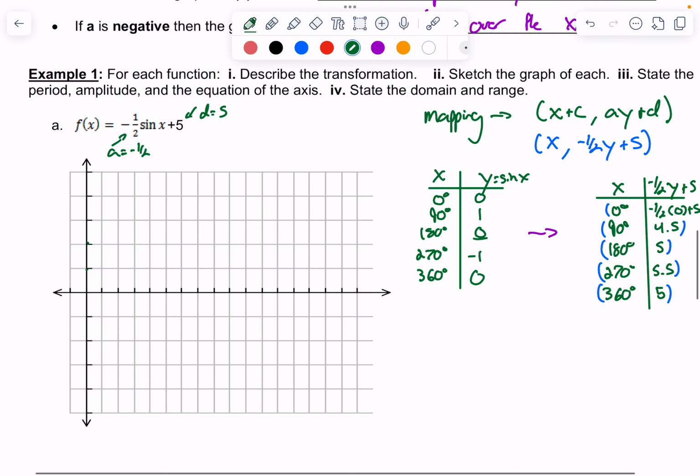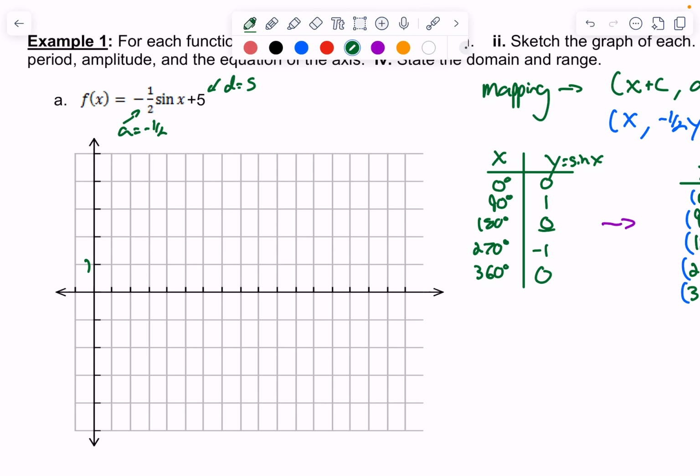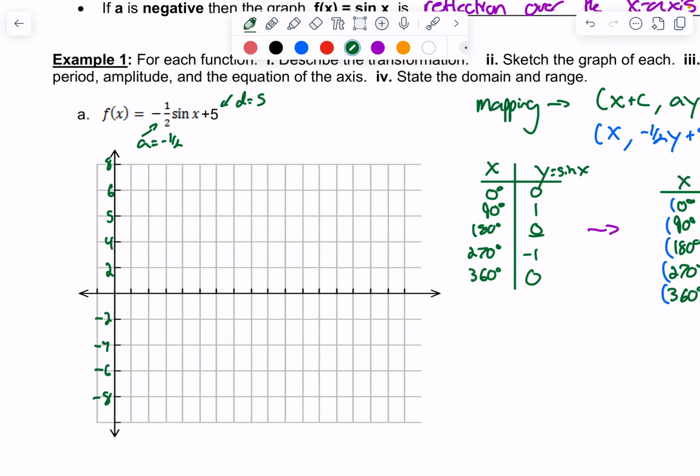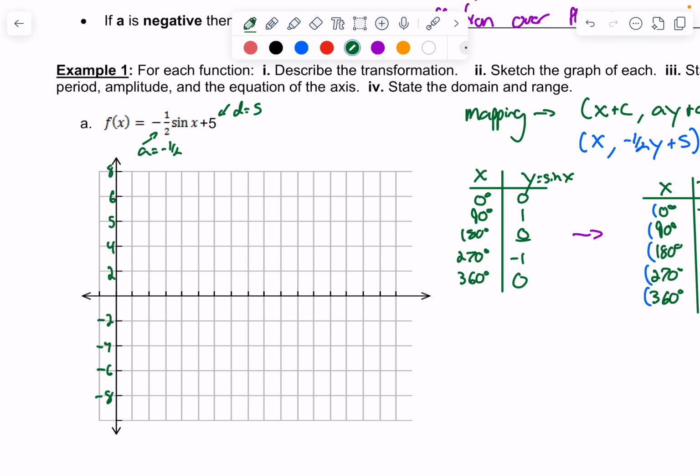1, 2, 3, 4, and 5, and we need to go all the way up to 5.5. So what I might do then is make each one of these a value of 2 instead. So 2, 5, 6, and 8. Yeah, that'll go through. Okay, and then -2, -4, -6, -8.